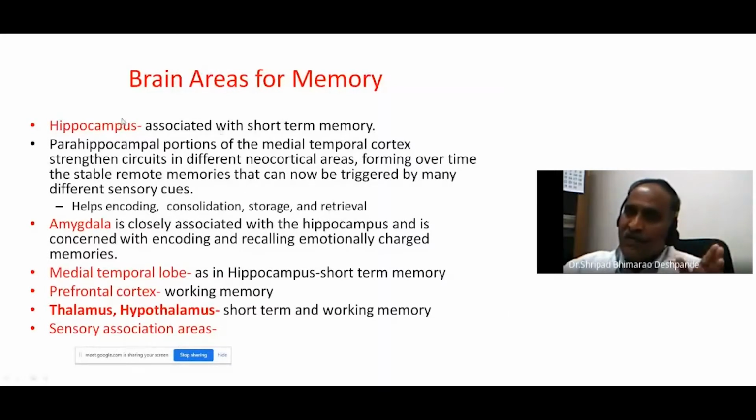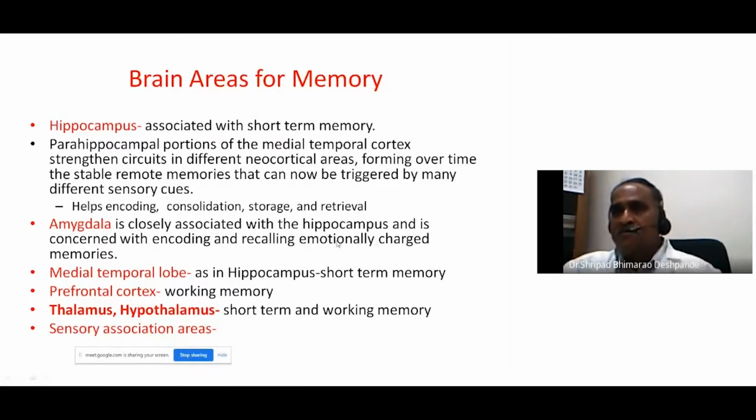So along with the hippocampus, the sensory association areas are linked with the hippocampus, and they try to encode, consolidate, store, and retrieve the information. Now, the amygdala is closely associated with the hippocampus, and the amygdala is the emotional center. All the information regarding emotions is stored here in the amygdala.